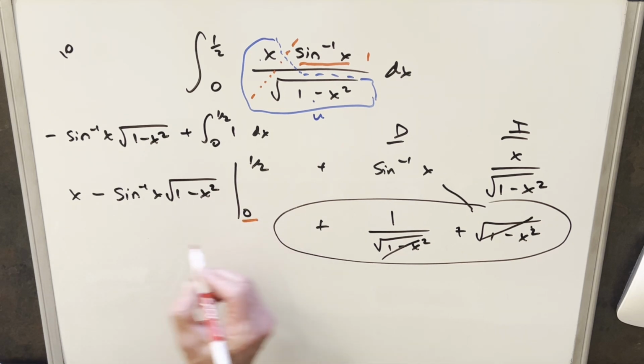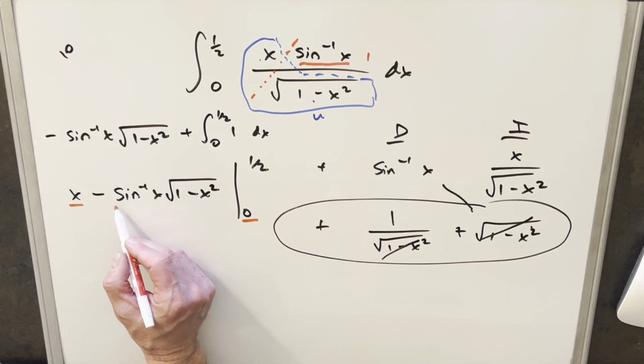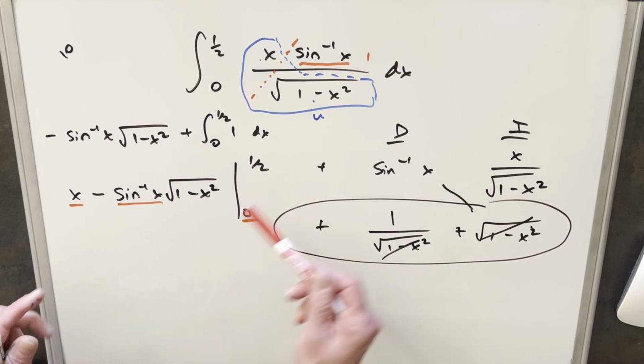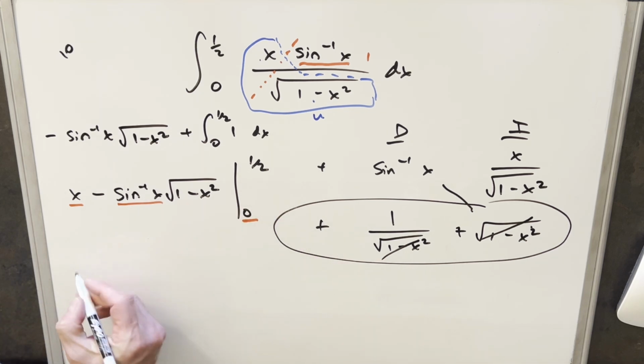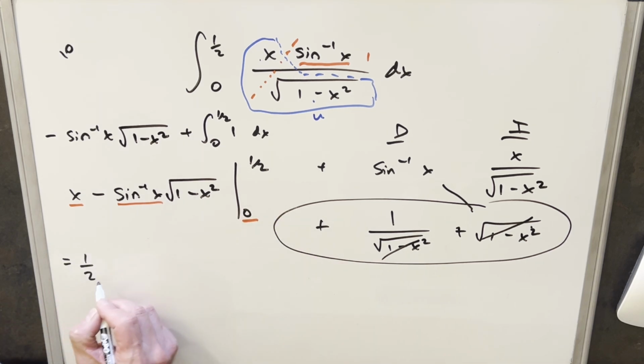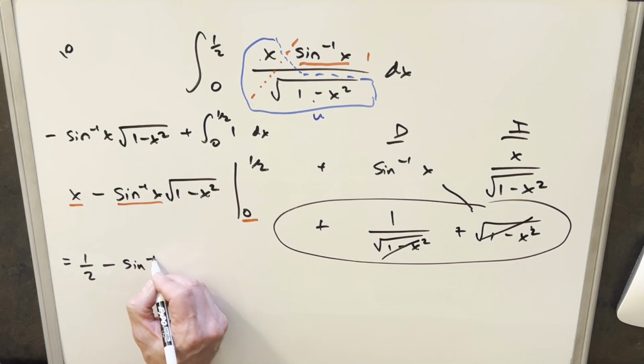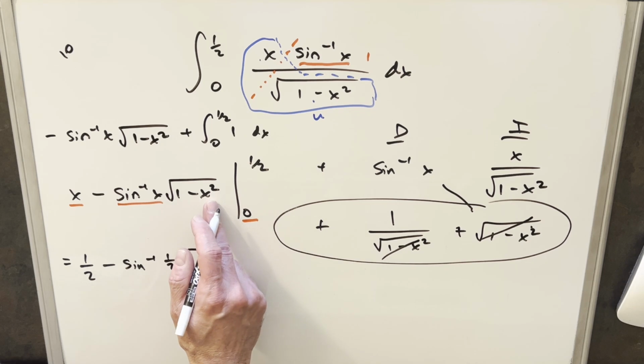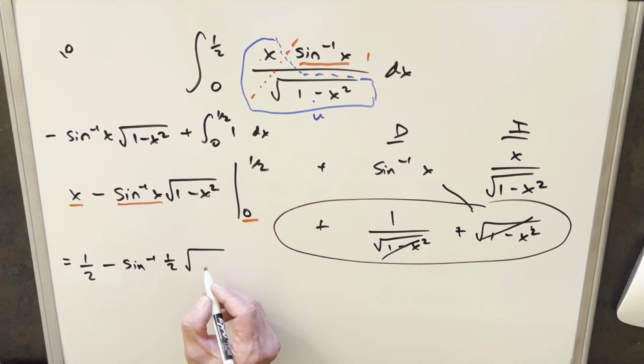Well, now at 0, just notice everything's going to be 0. Arc sine at 0 is 0. So we're not concerned about 0. We just need to plug in 1/2. So plugging in 1/2 here, we get 1/2 minus, we'll just leave it like arc sine of 1/2 for a second. And then here, we're going to have square root of 1 minus 1/2 squared, which is 1 minus 1/4. So this is going to be 3 over 4 here.